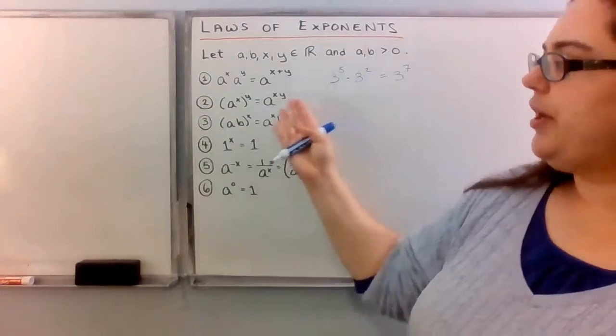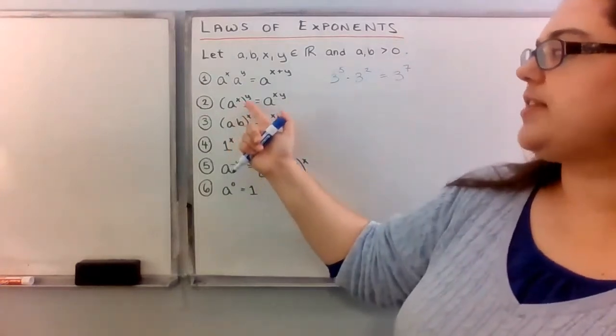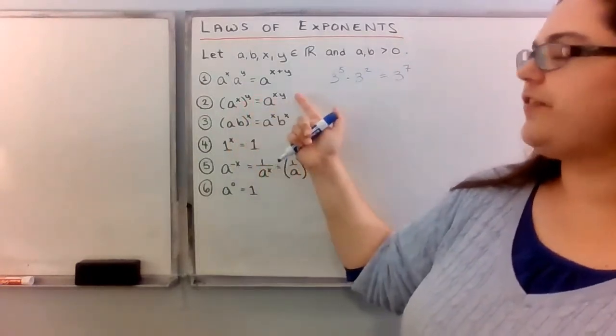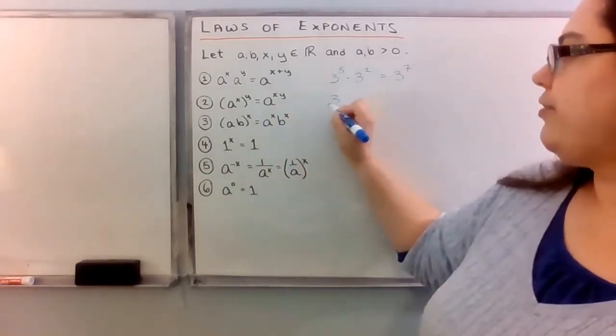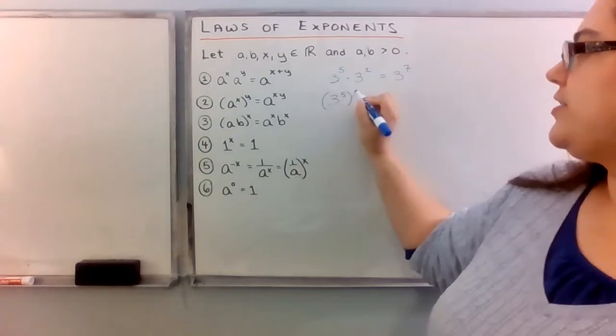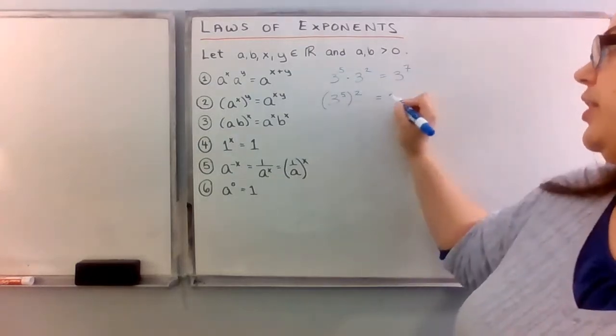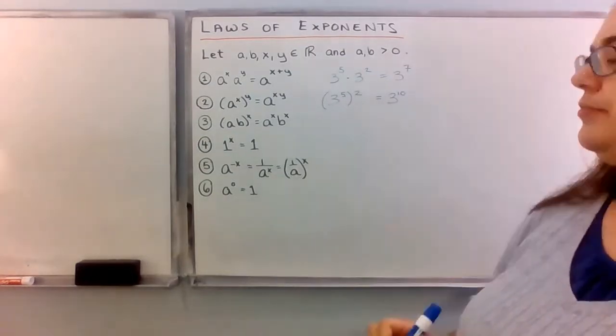For the second property, if I have A to the X and I raise that to a power, that's the same as if I multiply the powers together. So for example, if I have 3 to the 5th and I square that, then I'm going to get 3 to the 10th.